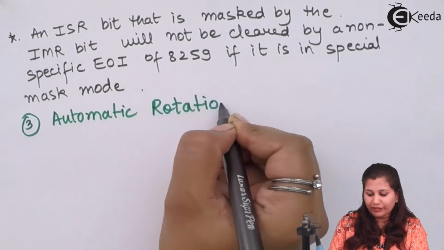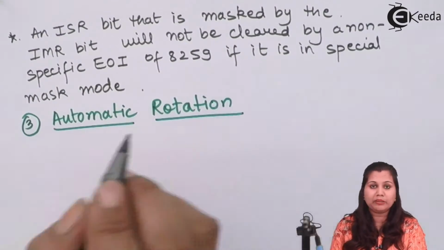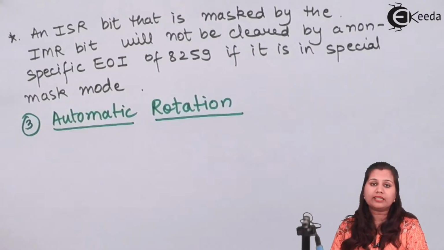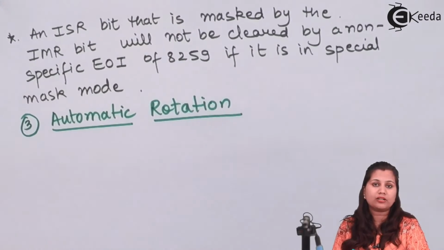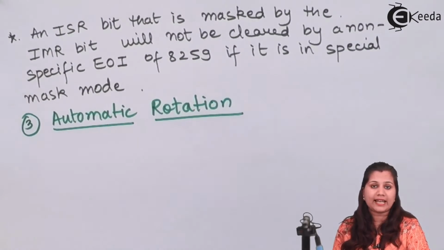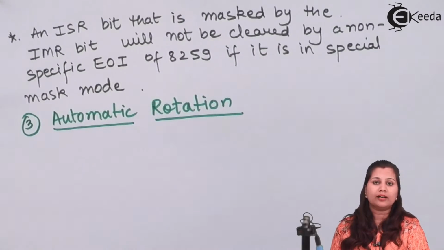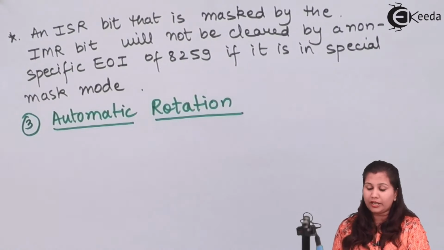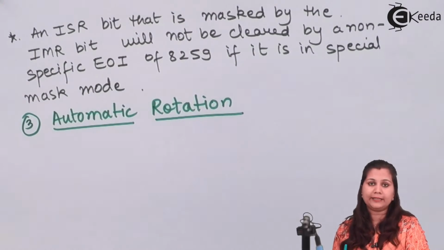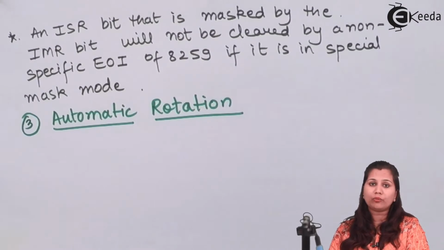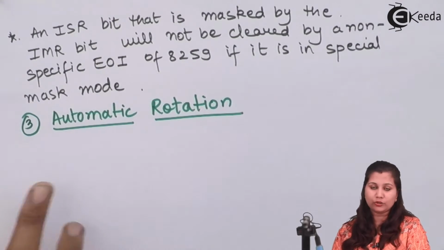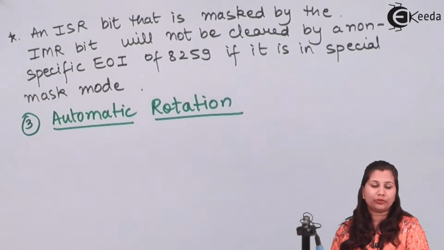Now this 8259 is known as the programmable interrupt controller, and it controls the operations, like it decides the priority among the interrupt requests. Now how are the priorities decided? In the fully nested mode, we studied that IR0 was assigned the highest priority and IR7 the lowest priority. If we want to change the priorities, we can use this mode, automatic rotation.